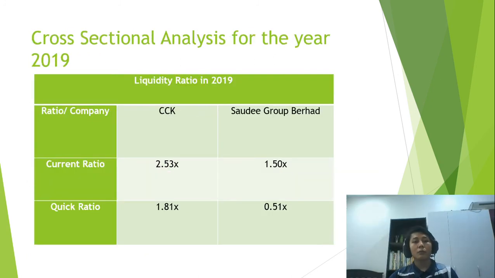Okay, on this slide, I will present a cross-sectional analysis to compare both CCK and Saudee Group Berhad in the year of 2019. Let's start with liquidity ratio. Based on the table in 2019, it shows that CCK had a higher current ratio than Saudi Berhad. It indicates that CCK was more effective in paying its short-term obligations on time. The same thing happens on quick ratio, where CCK had a higher quick ratio than Saudi Berhad. This indicates that CCK had a better ability to pay its short-term obligations without relying on its inventory than Saudi Berhad.